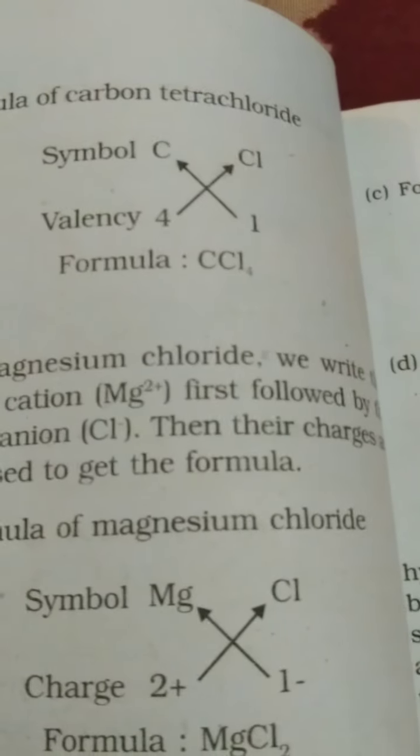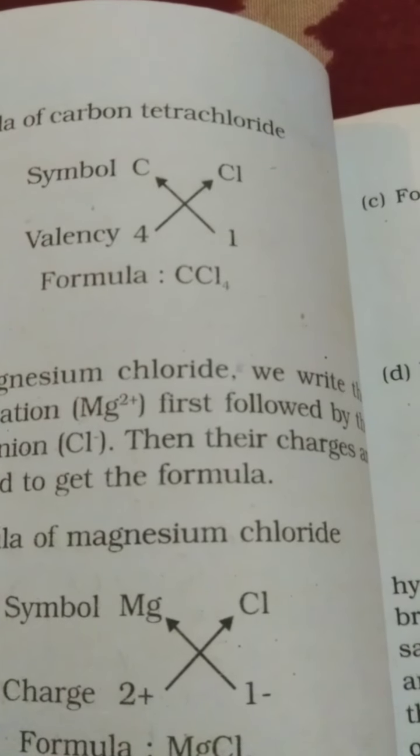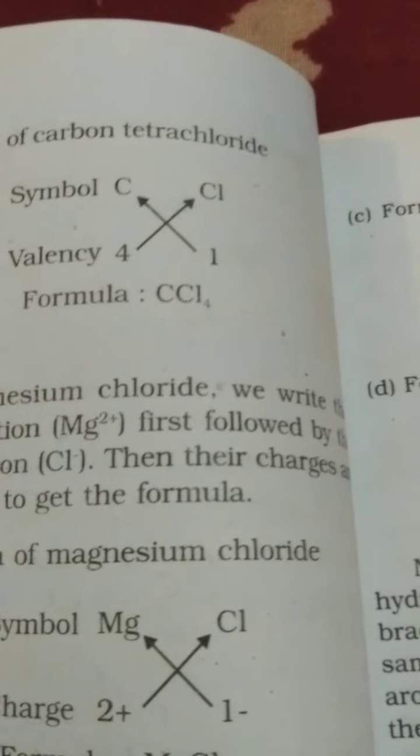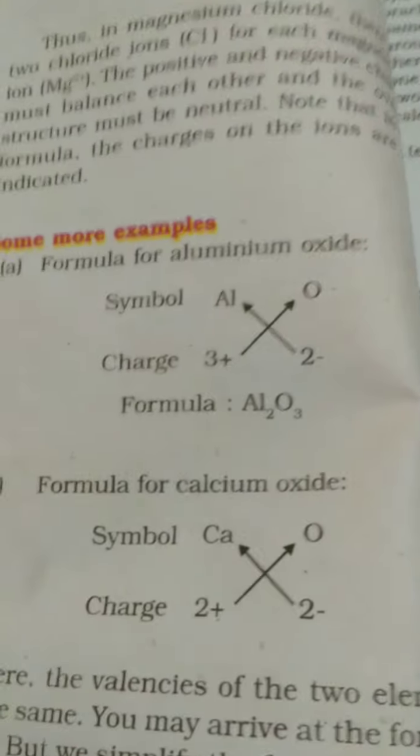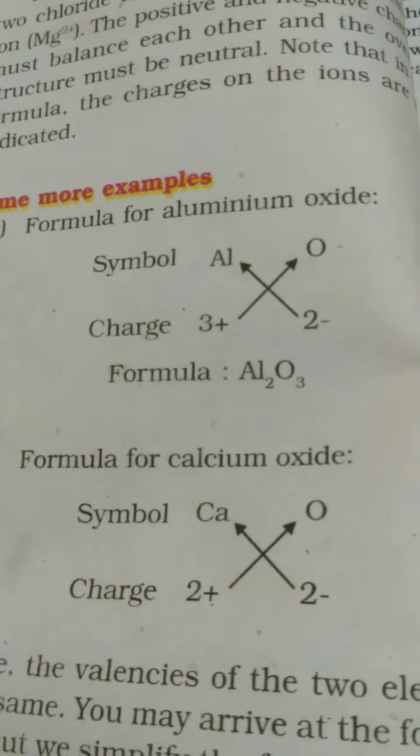Likewise, some more compounds are given here, like here you can see that carbon is always tetravalent, it has 4 valence electrons, and chlorine is monovalent, so CCl4. Magnesium chloride, these are the simple compounds. Now I am coming to some more examples which are given here, like in the case of aluminium and oxygen.